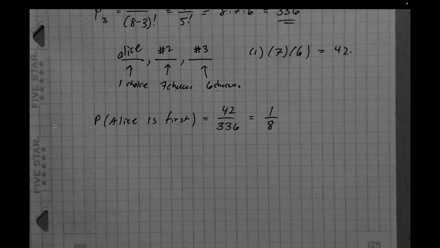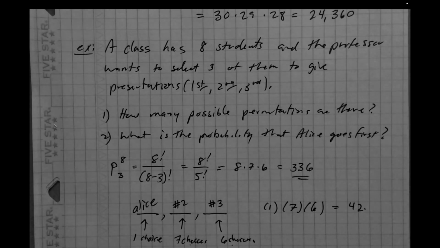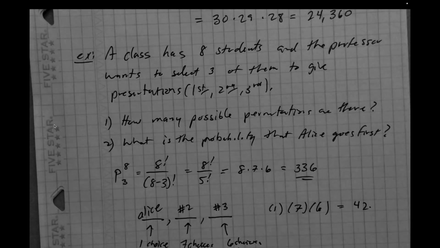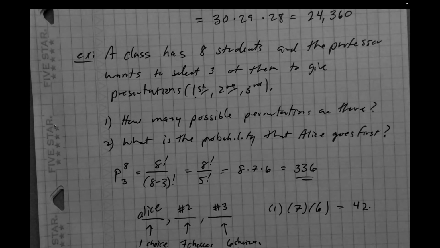Now, hopefully you're thinking to yourself, hold on, isn't there an easier way to answer that question? Yes, indeed. There is an easier way to answer that question. You could just look up here and say, I've got 8 students. We're going to randomly draw the first presentation out of the entire 8 students. Alice's name is in the hat. It's 1 of 8. So 1 out of 8 is the probability that Alice will be chosen first.